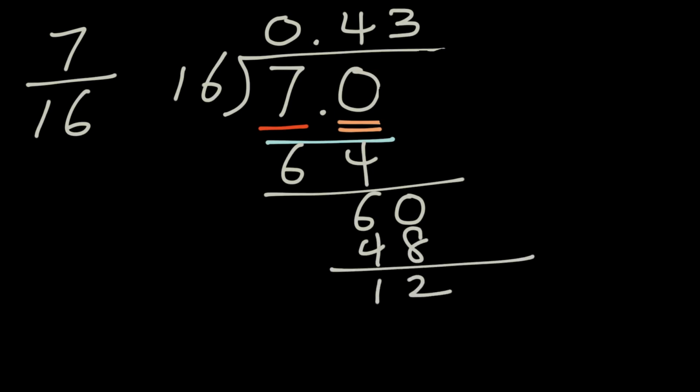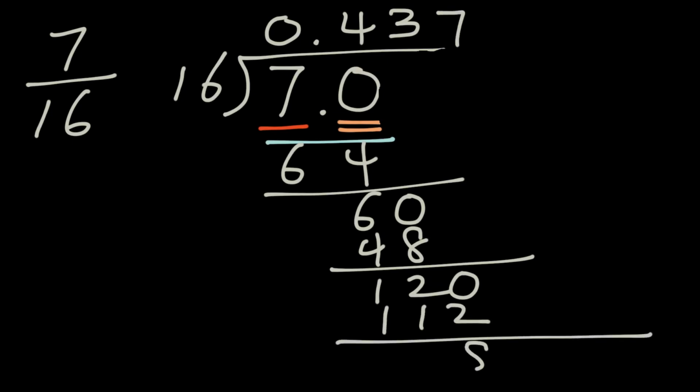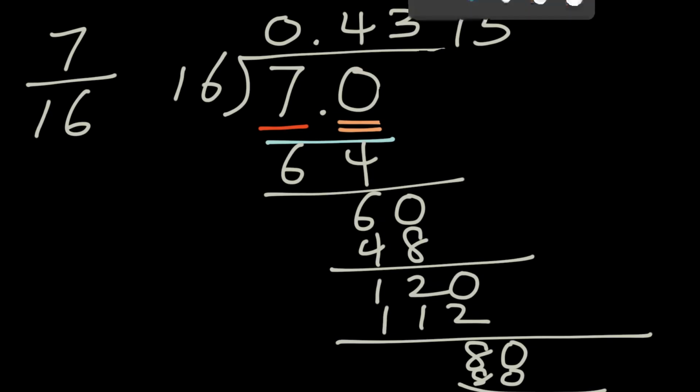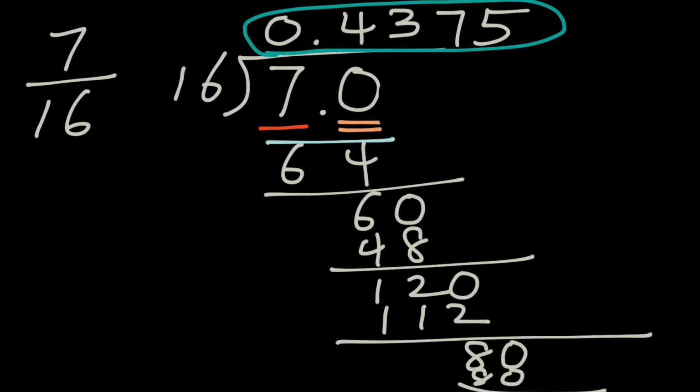Then 12 comes down. We bring the 0 down again. Then the next number is 7. Then we get 112. Then we get 8. And we bring the 0 down. And the last one's 5. And we get 80. And that's the final answer.